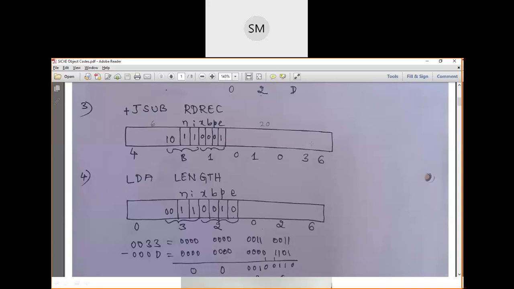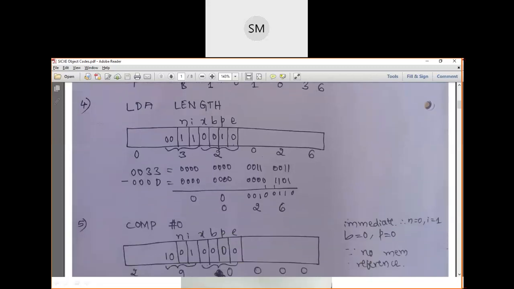Then I have to find out the 20 bits of address. How to find it? You just go to RDREC in the definition portion of your program. You find the address of RDREC, and directly it is 1036. But 20 bits are available for me, so I have written a 0 here. Then the fourth instruction is LDA LENGTH.